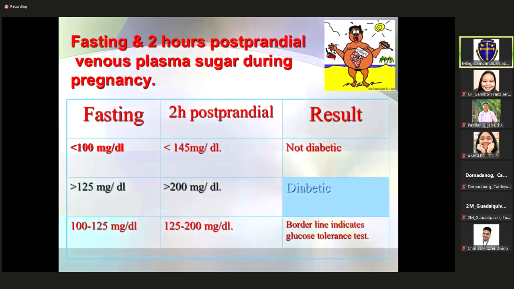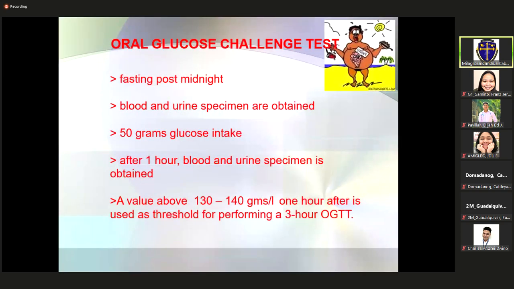Alright. So, let's go now to your oral glucose challenge test or your OGCT. So, fasting, post-midnight tayo. Then, in the morning, blood and urine specimen are obtained. Then, after such, you will be advised to take 50 grams glucose. Inumin mo yan siya, 50 grams. After an hour, a blood and urine specimen is obtained. So, a value above 130 to 140 is a threshold for performing a 3-hour OGTT.